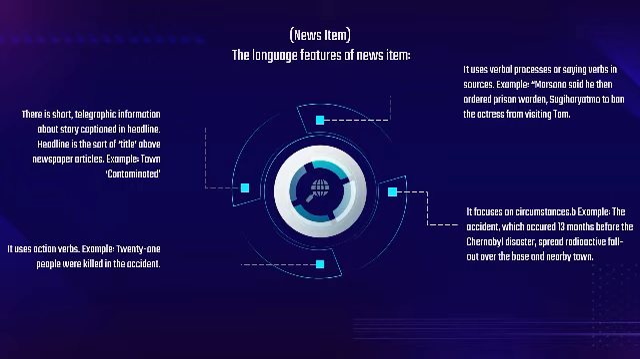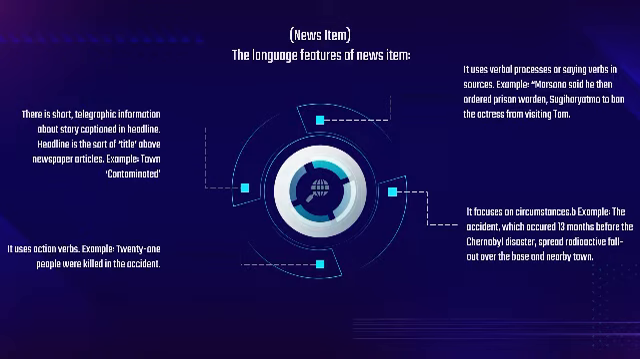The language features of news item are 1. There is short telegraphic information about story captioned in headline. Headline is the sort of title above newspaper articles. Example: town contaminated. 2. It uses action verbs. For example, 21 people were killed in the accident.